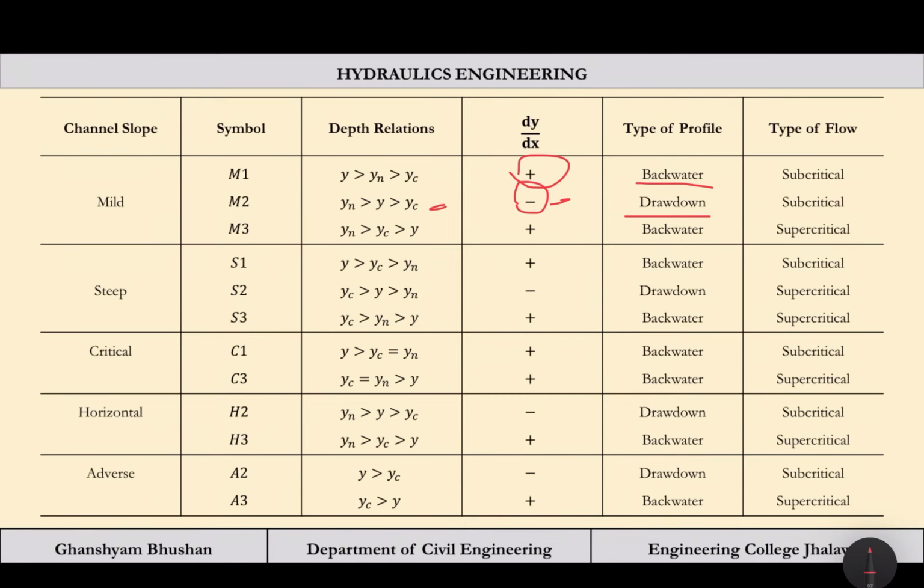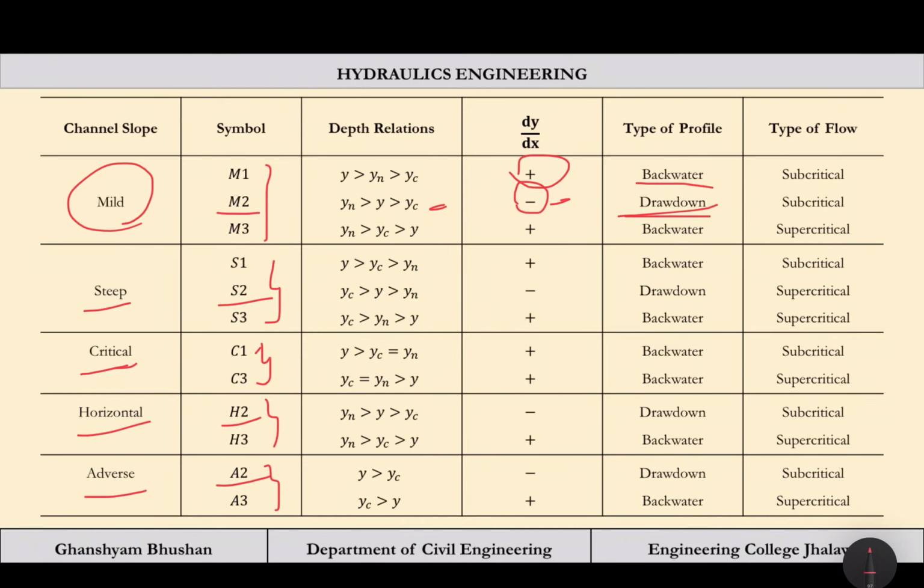So for mild slope, there are 3 possible profiles, M1, M2 and M3. For steep slope, there are also 3 cases, S1, S2 and S3. For critical slope, because there is no region 2, since yc is equal to y naught, only 2 profiles are possible, same as horizontal and adverse. Here C1 and C3, and here A1, A2 and A3. In this manner a total of 12 profiles are possible. If you see the number 2 profiles, S2, M2, H2 and A2, all are drawdown.